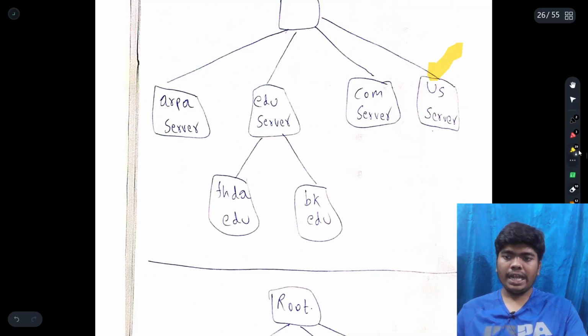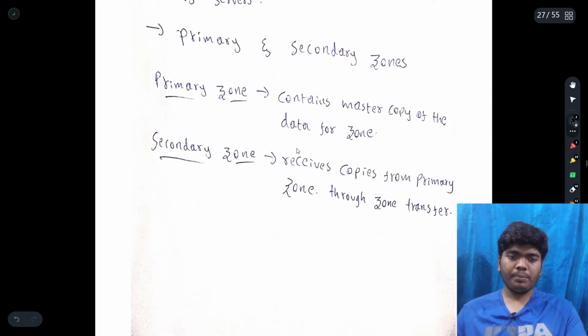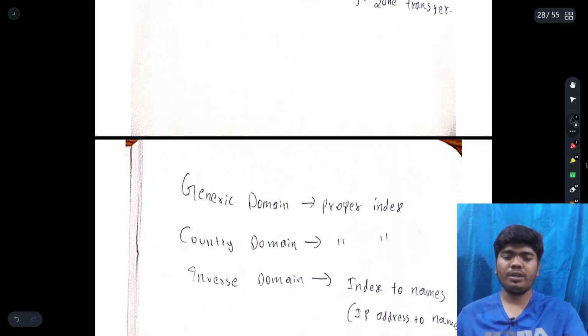So the edu server is something which we can consider like a primary zone. It will contain the whole data from that primary zone. Here the data will get exchanged from one another. So that is what is meant by primary zone and secondary zone. It receives a copy from the primary zone through zone transfer.